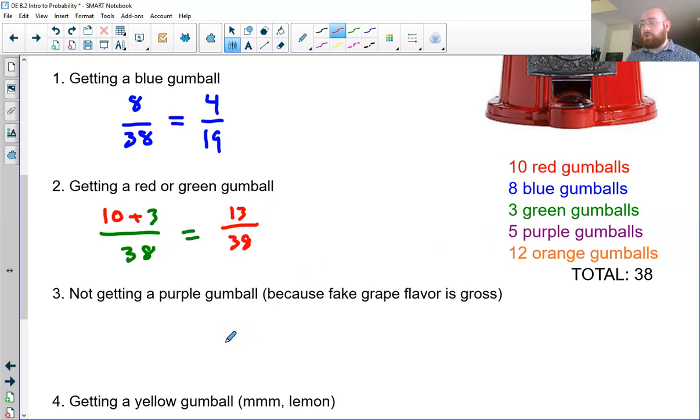Not getting a purple gumball because fake grape flavor is gross, I feel. I, of course, respect if you happen to like fake grape flavor, but I don't think I ever will. So we are told that there are 5 purple gumballs. This time we want the complement, or we could just subtract the 5 from the total. So 38 minus 5 is going to be 33. So 33/38.